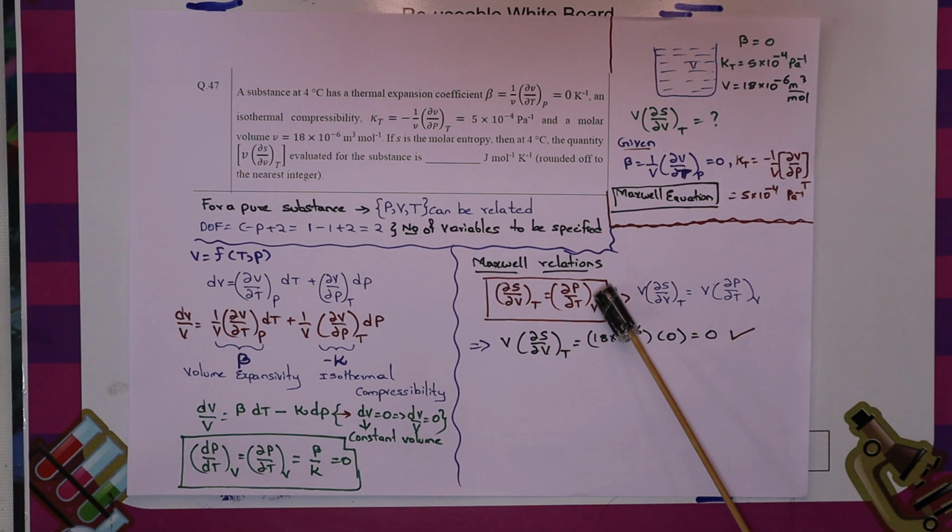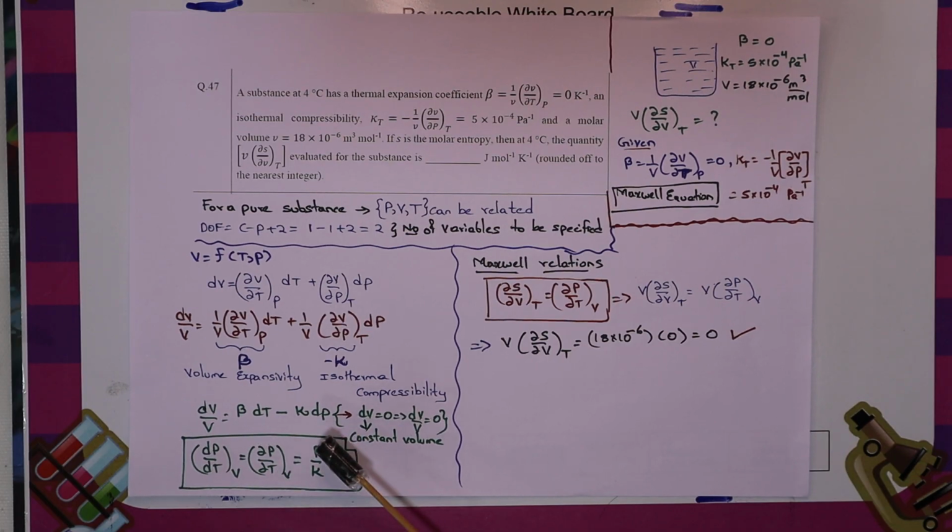You already found that the value of ∂P/∂T is equal to 0. So the value of ∂S/∂V at constant temperature is also equal to 0. That means V times ∂S/∂V at constant temperature is nothing but 18 into 10 power minus 6 into 0, which is 0. That means the answer here is 0.